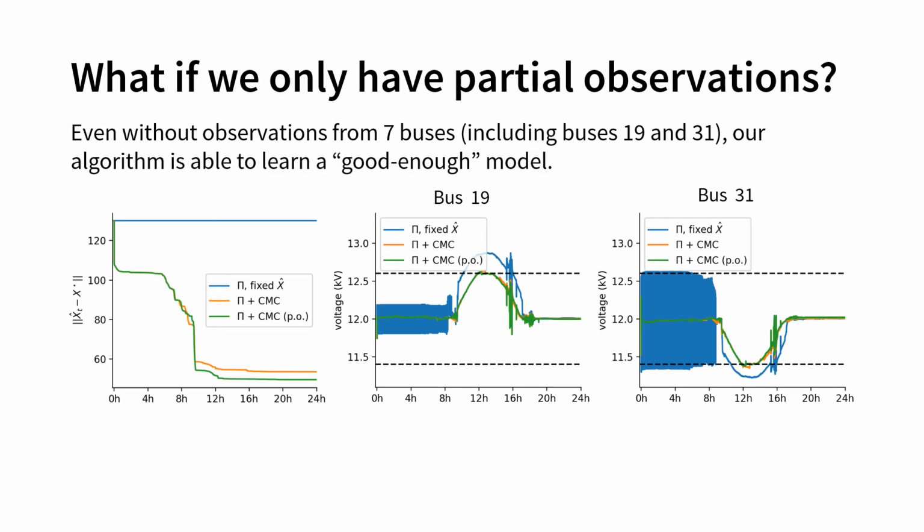In practice, we may not always have the ability to observe voltages at all buses. So what if we only have partial observations? We consider the same large uncertainty set as in the previous slide, but we withhold voltage observations from 7 of the 56 buses, including the 2 buses shown here. The results are shown in green. We see that withholding observations from 7 buses does not change the model estimate that much, and therefore the voltages are also similar to the fully observed case.